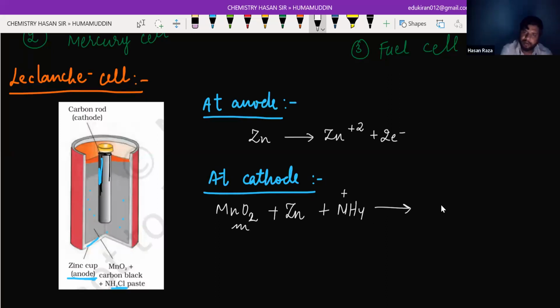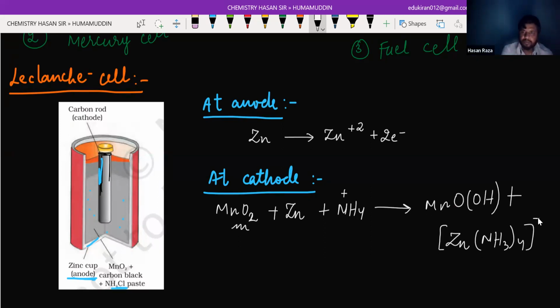Now see what will happen here. This MnO2 will be reduced. I'll show you how it is reduced. MnOOH. This is what it will become. Plus zinc is already oxidized, so this will form a complex compound with ammonia, [Zn(NH3)4]2+.